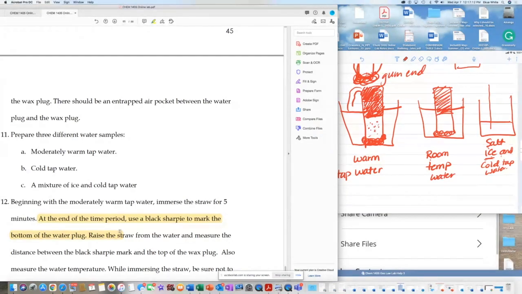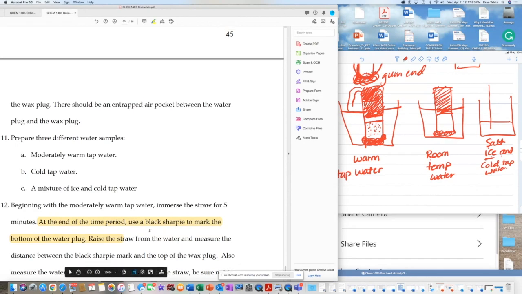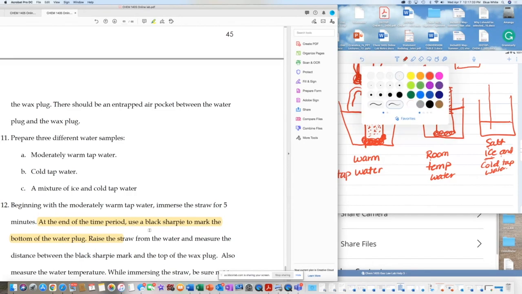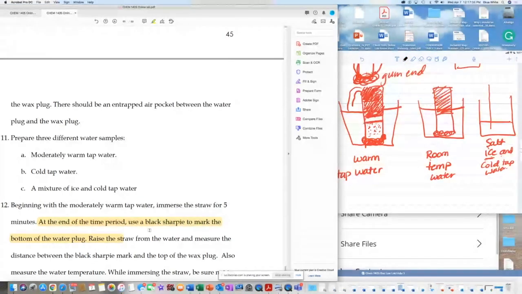If some of the liquid comes out, or they change the space they occupy so the liquid drops even lower, when the experiment is over after 5 minutes, you will mark the new position of the bottom of the liquid with a Sharpie, like right here. Okay, let me make it a different color. This is the new position of the water plug.